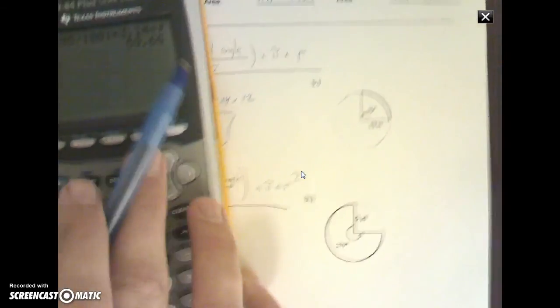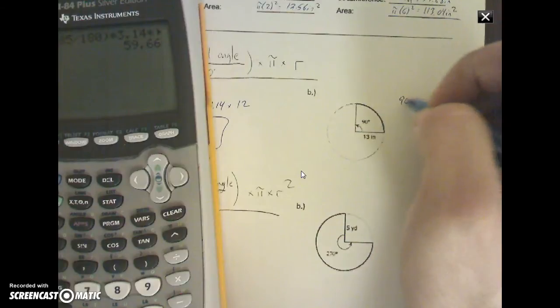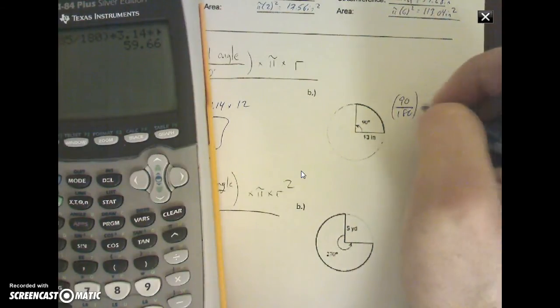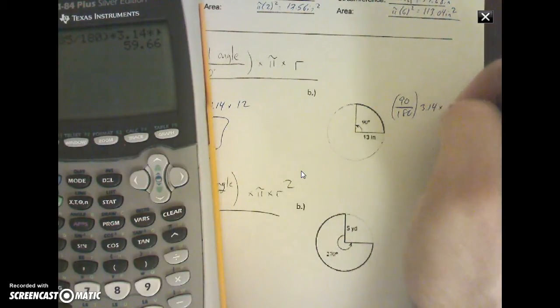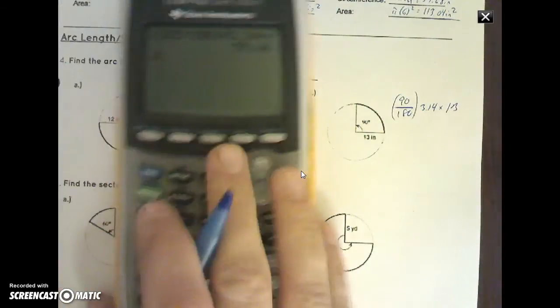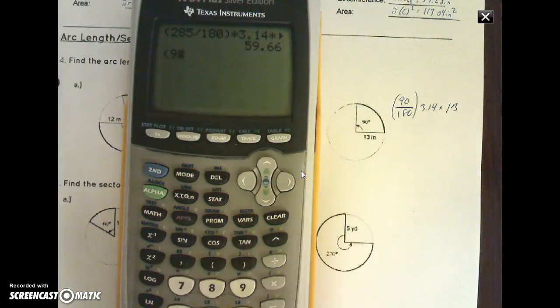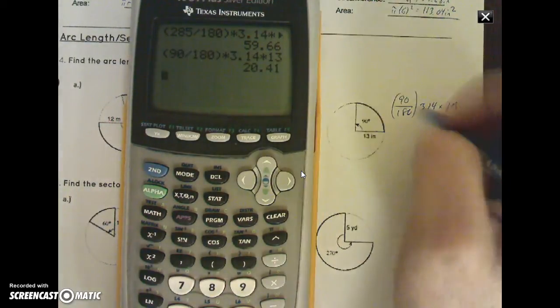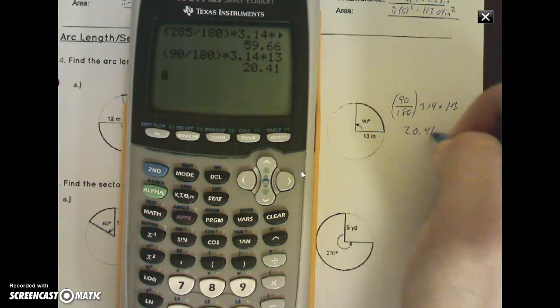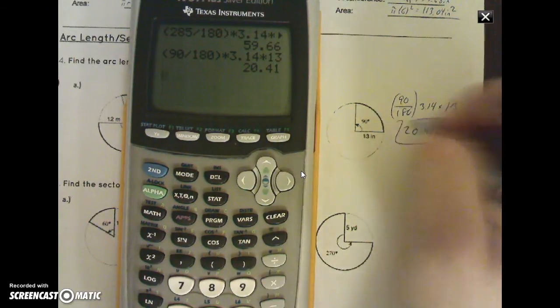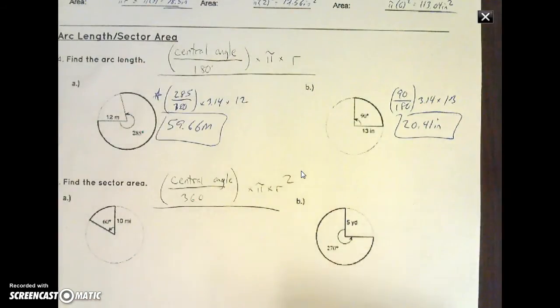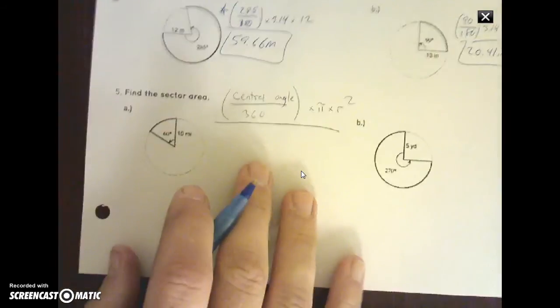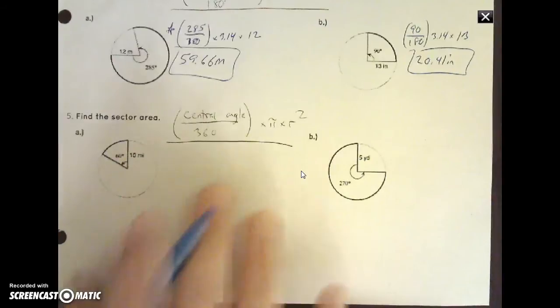Next one, same idea, 90 over 180 times 3.14 times 13. Okay. So what we got here is parentheses 90 divided by 180 times 3.14 times 13. We get 20.41 inches, and again, it's just inches, not inches squared. Okay.